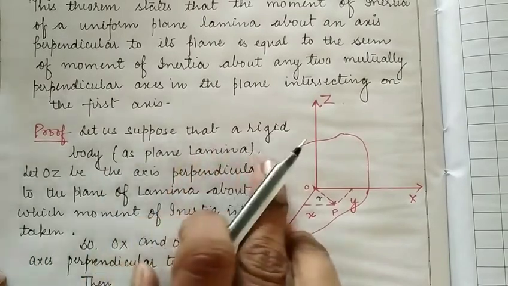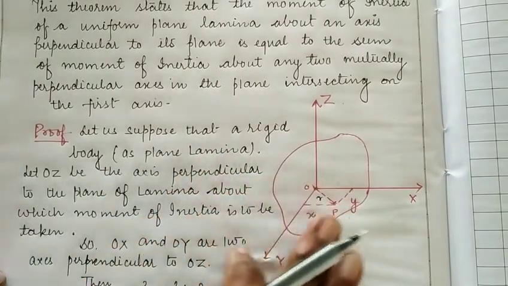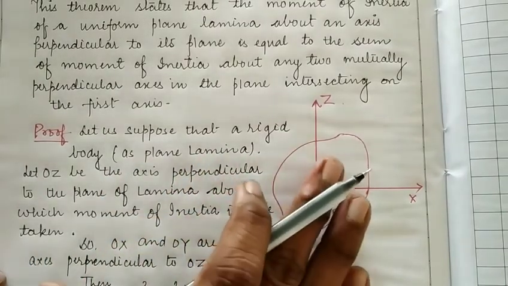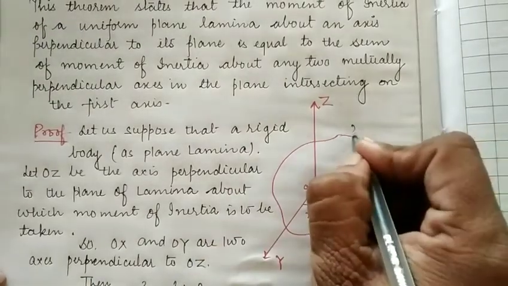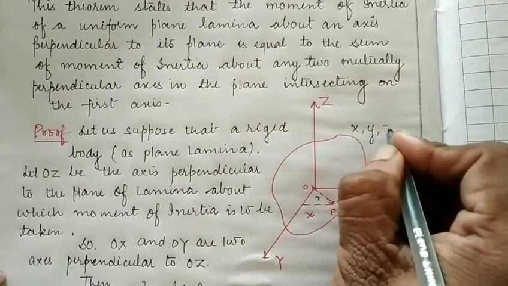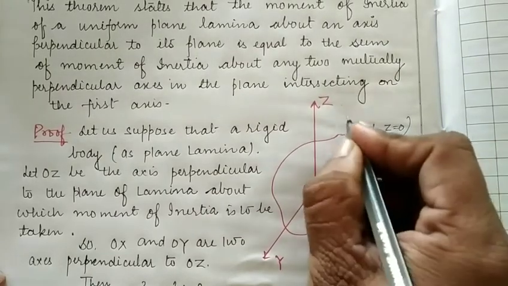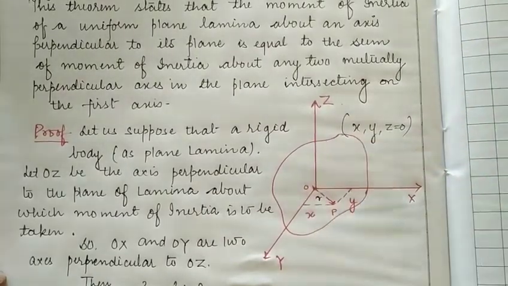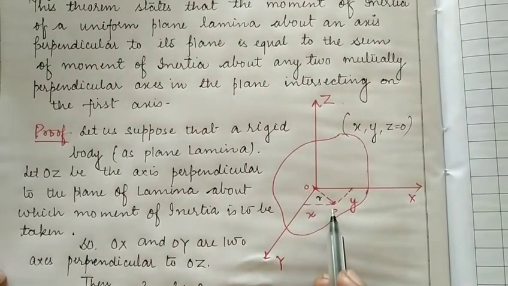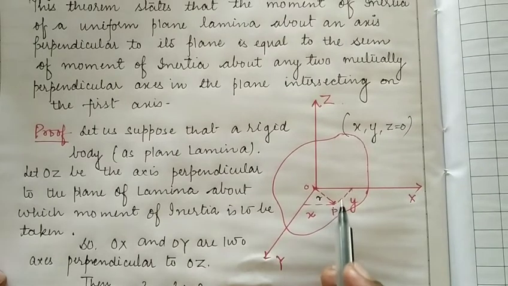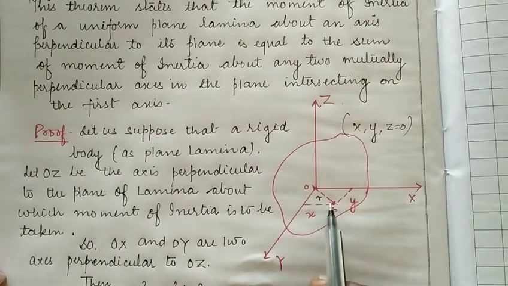In order to calculate it mathematically, we have chosen a plane lamina as a rigid body which is placed in a three-dimensional system, that is the x, y and z axes, where x and y axes are there but z becomes 0. Okay students, because this is a z plane, there is the presence of x and y. You can see that we have chosen a point P whose distance from the x axis is x and from the y axis is y.